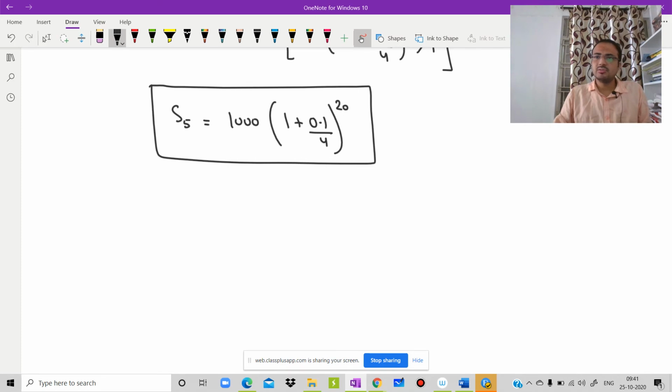Or we can derive it also. It will take only 1 minute. What is the derivation of that (1 + r/m)^m - 1?